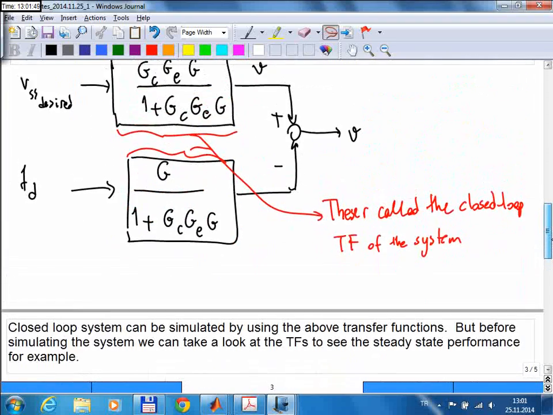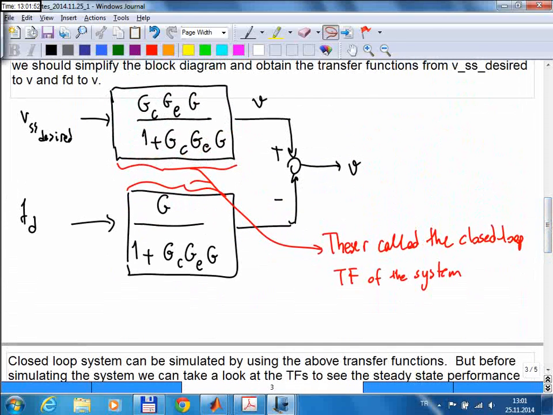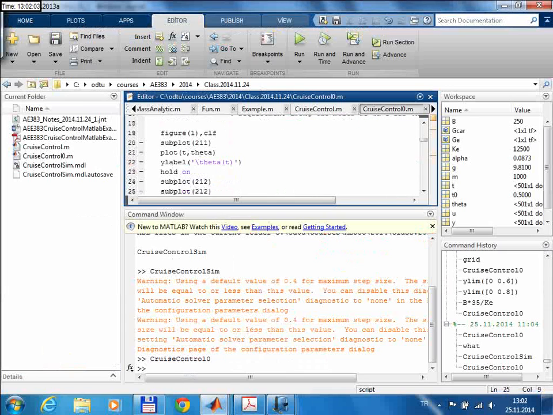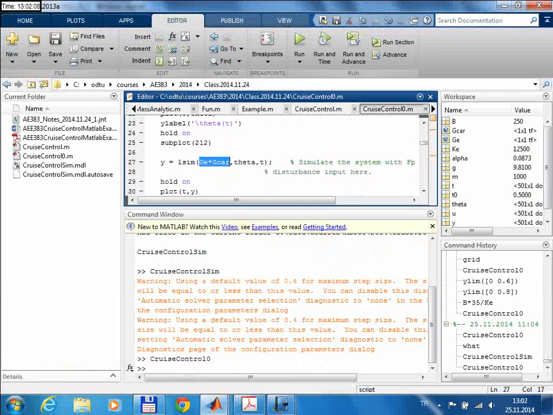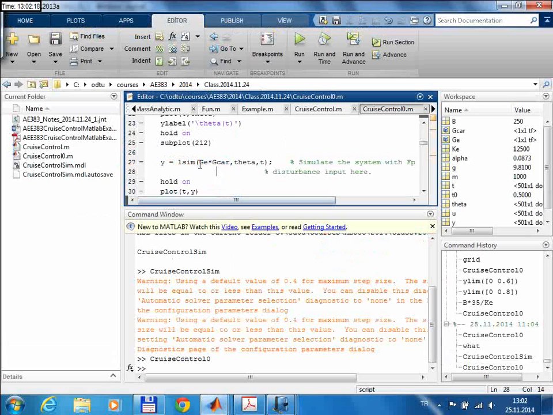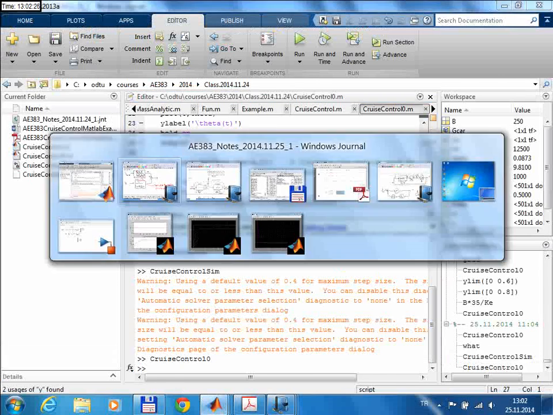Okay, so this can be simulated. In fact, I want you to do that. Yesterday I showed some simulations in MATLAB. We used the MATLAB lsim function to simulate the system. You put a transfer function here, and it calculates the output by numerically solving it. For this case, for example, this is what you need to give to MATLAB. So you need to form that and put it here, and the result will give you the performance with the loop closed.